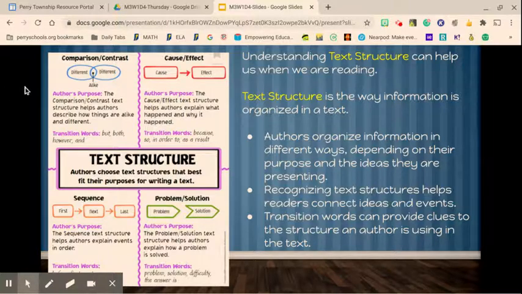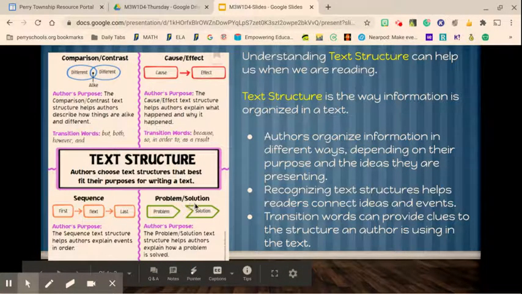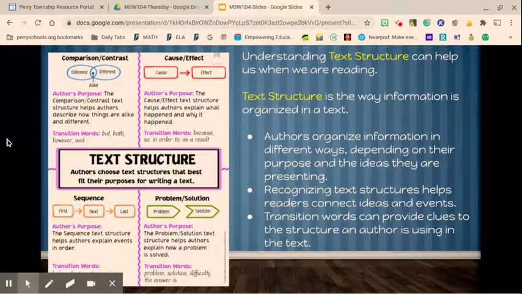So some of the different structures that you might see are compare and contrast, cause and effect, sequence, and problem and solution. And so as we're looking at this, we can see that for compare and contrast, the author's purpose is to describe how things are alike and different. So if the author is trying to explain how things are alike and different, they would use compare and contrast. You might see keywords like but, both, however, and.